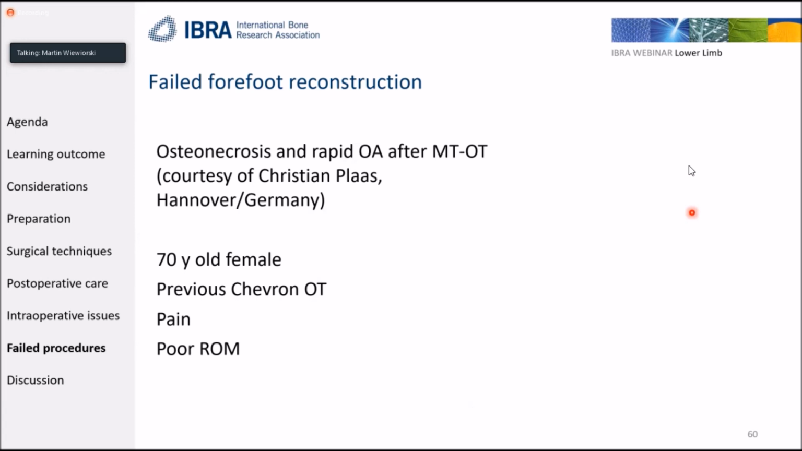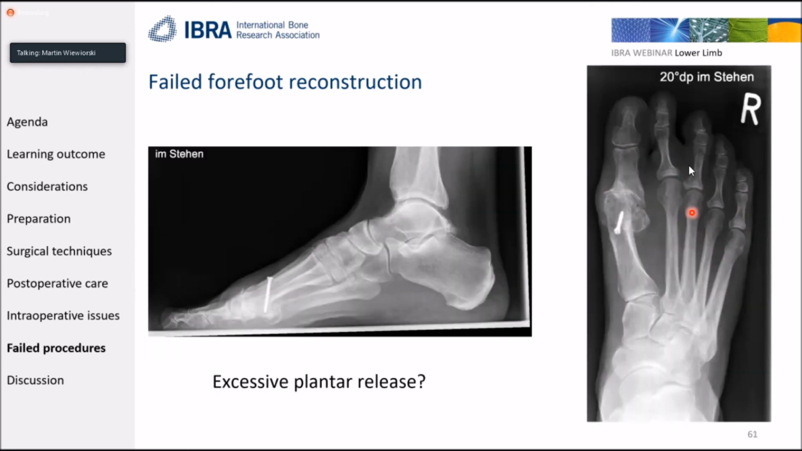Another case was sent to me by Christian Plass, a colleague from Hannover in Germany. It's a 70-year-old patient. She had a previous chevron osteotomy. She had pain, poor range of motion, and she probably developed some osteonecrosis and early rapid osteoarthritis after this procedure, basically within 1 year. So the question is, what happened here? I think what usually happens when you get this osteonecrosis is an excessive release of the plantar capsule, which provides the vascular supply of the metatarsal head. We don't really know, but this is what might have happened.